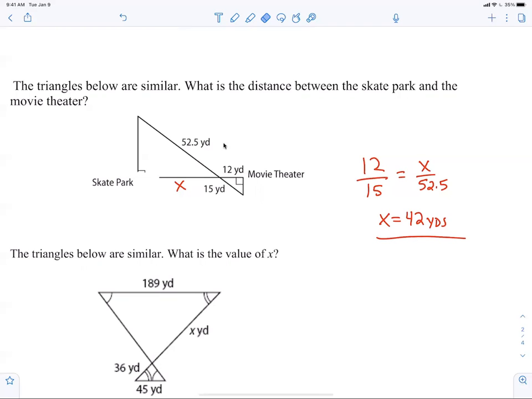Wait a minute. It's asking this distance. Yeah, you do 42 plus 12, because you're adding that on. Isn't that annoying? That's super annoying.